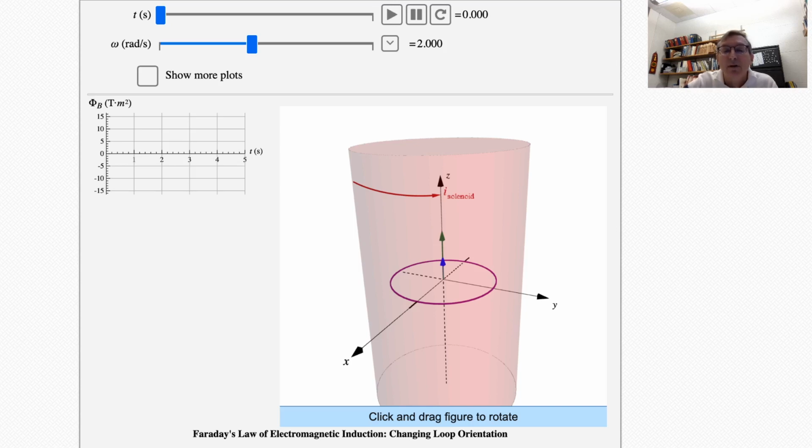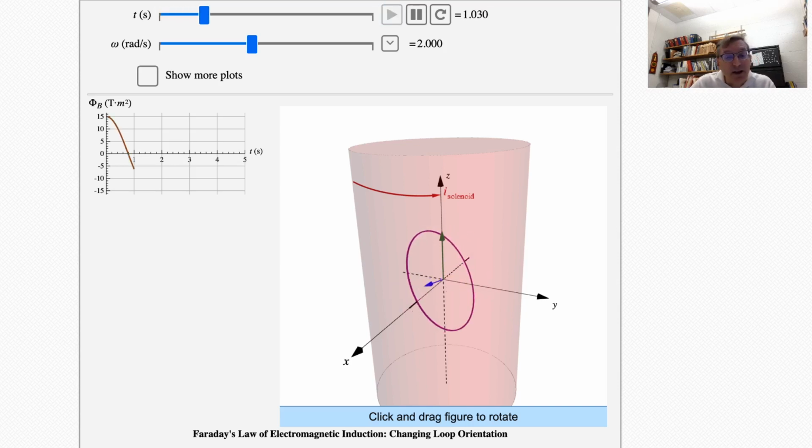That little blue arrow is the normal unit vector n hat, which will remain perpendicular to the plane of the loop. So let me just run the animation, and you can see the graph of magnetic flux now as the loop rotates.